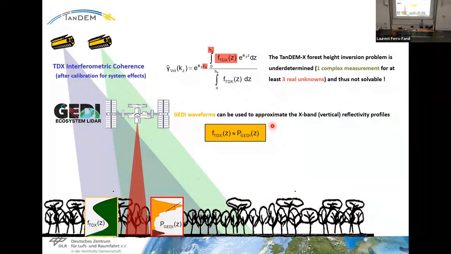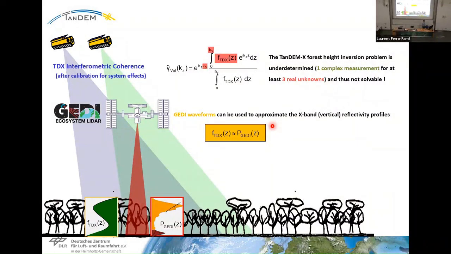Now we are still in the case in which maybe we know the topography, maybe not. But one way in which you can still reduce the number of unknowns is by parametrizing the vertical reflectivity. If you consider the specific frequency, X band, maybe you can think that the X band reflectivity is not so different from a LiDAR reflectance profile.